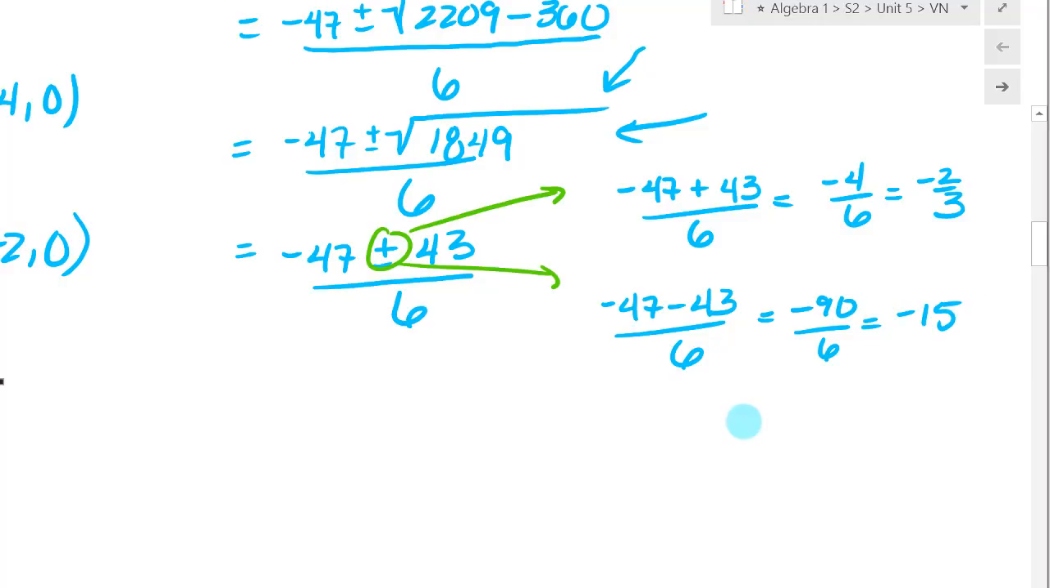Don't forget, these are points, so let's represent them as points. We get negative 2/3, 0 because it's an intercept, and we also get the point negative 15, 0.